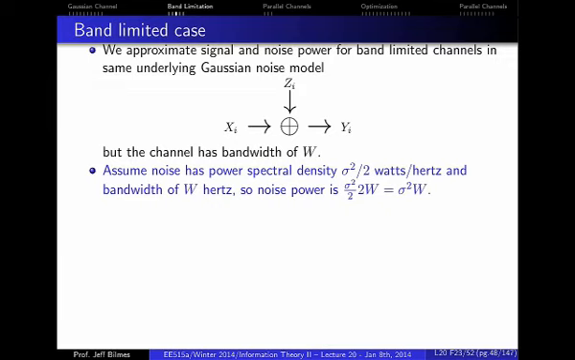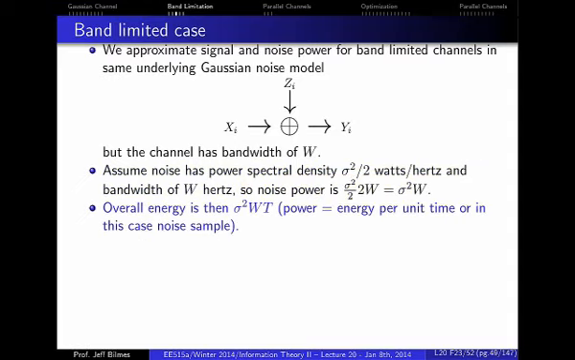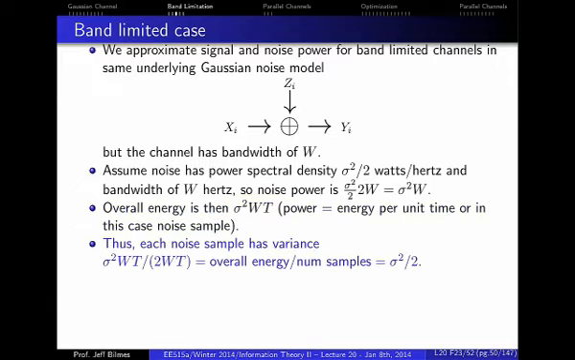So the noise power is essentially the spectral density times the total bandwidth, which is 2W, so that the final noise power is sigma squared W. The overall energy then multiplies that by time, right? So this is the noise power multiplied by time, because power is energy per unit of time. So this becomes the total energy of the noise over T seconds.